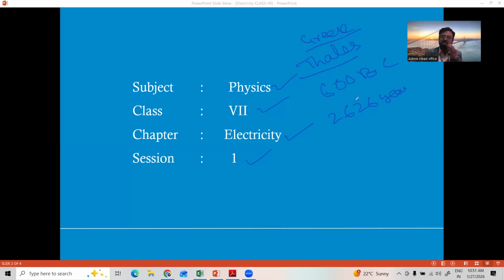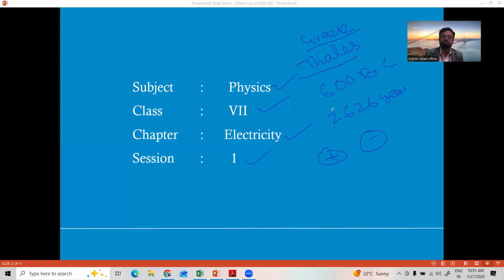Then they did further studies. After that, many scientists were involved till date. They came to know there is a positive charge and a negative charge. There are two charges. Like charges repel each other, and unlike charges attract each other. So many things they came to know.